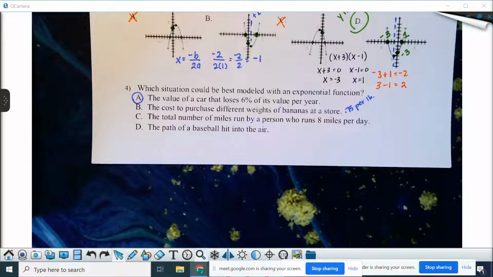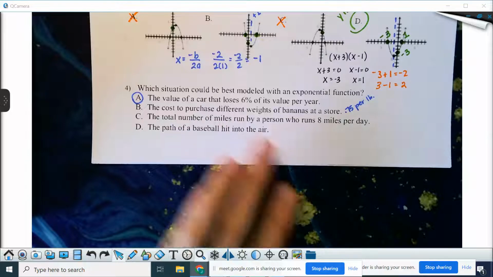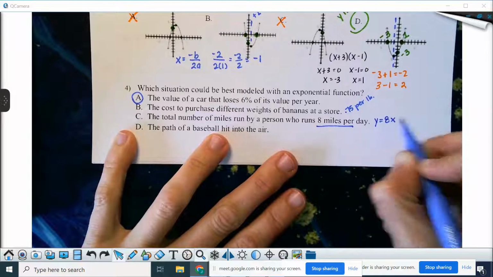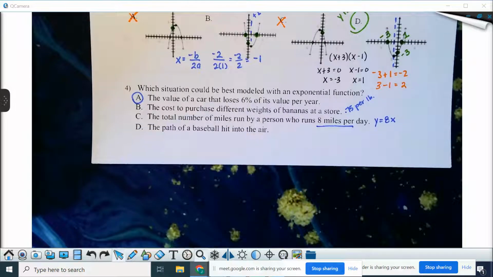The total number of miles run by a person who runs 8 miles per day. Again, it's a constant rate of change. So 8 miles every day just means y equals 8 miles times the number of days you did it, and that's how many miles they ran.